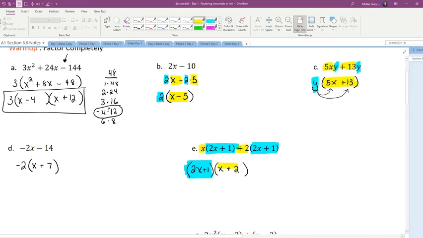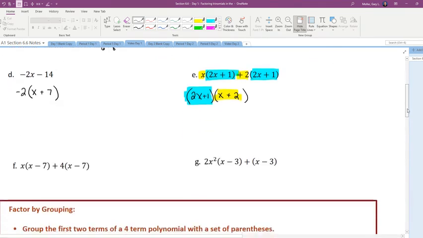x plus 2, x plus 2. So this piece right here is something we're going to be doing a lot of today. So we got to really get comfortable seeing that that is just a common factor.